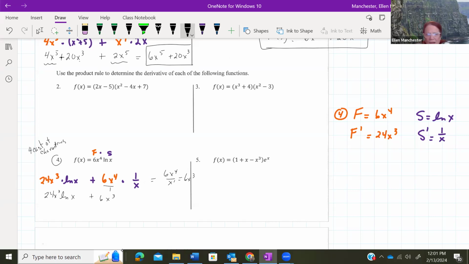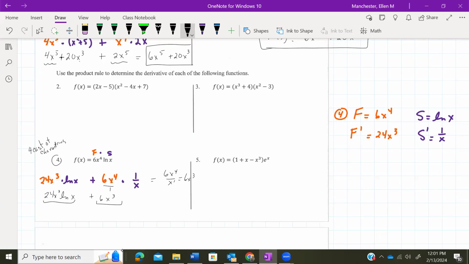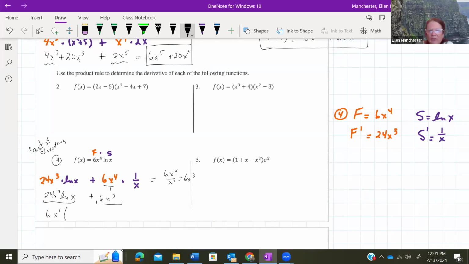Okay. Now, when I look at this, what is in common between this one and this one? What do you see? 24x and 6x to the powers. Okay, so what can I take out of both of those then? A 6. Good. And a 3 exponent, yeah, so x to the third. So I can factor or divide that out of both of these.